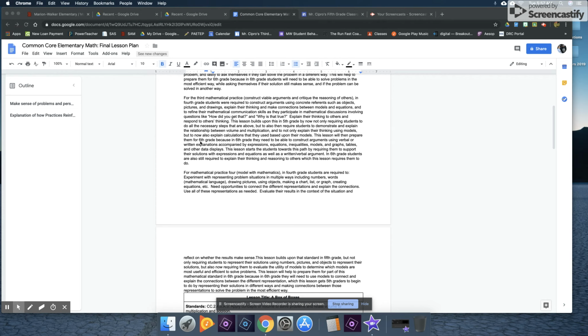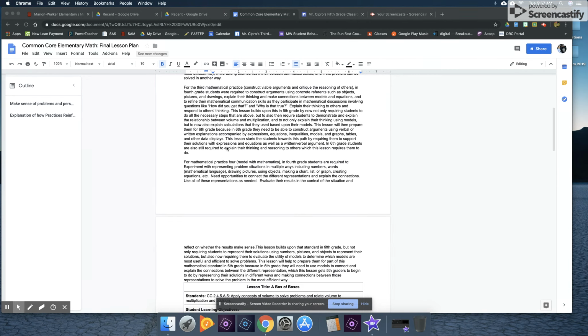This lesson then prepares them for 6th grade, because in 6th grade, they need to also construct arguments using verbal or written explanations that are accompanied by expressions, equations, models, graphs, tables, and other data displays. So I require them to create a mathematical argument, and some of them might now be starting to use that volume formula and that written equation to help them figure out the smallest possible box that can fit that one larger box.